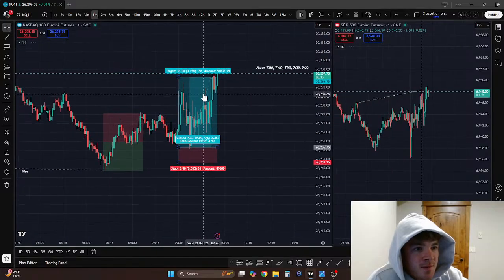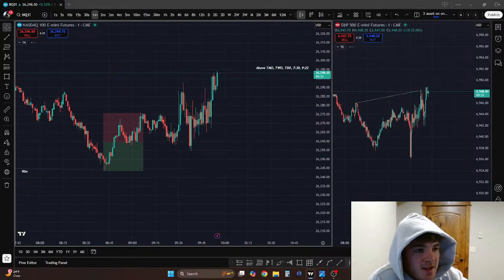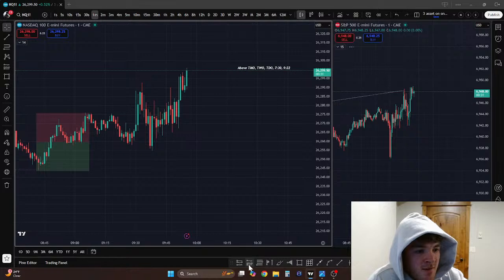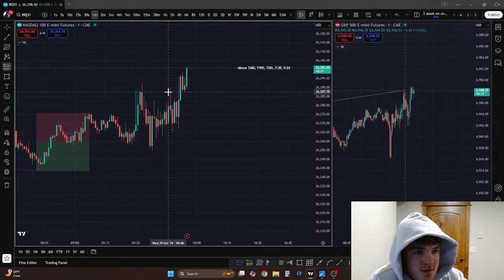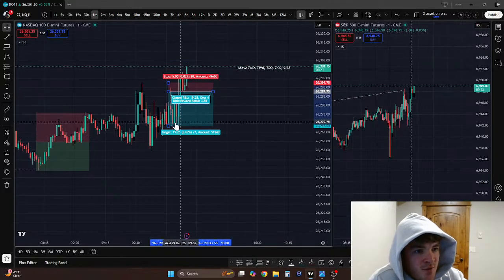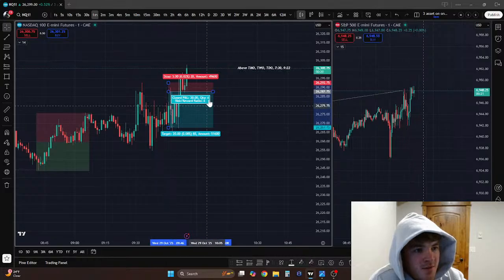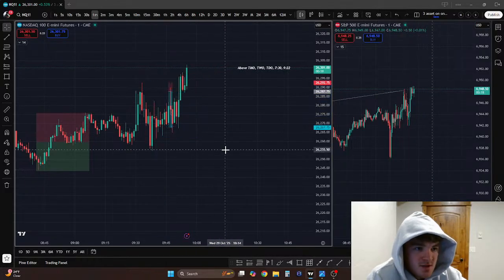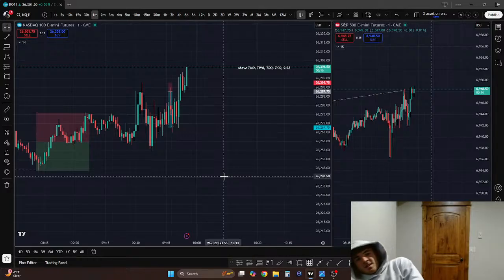The Phoenix model played out. This might not seem like it played out, but it actually played out for 4R. It played out for 4R. It's so subtle, but it did.